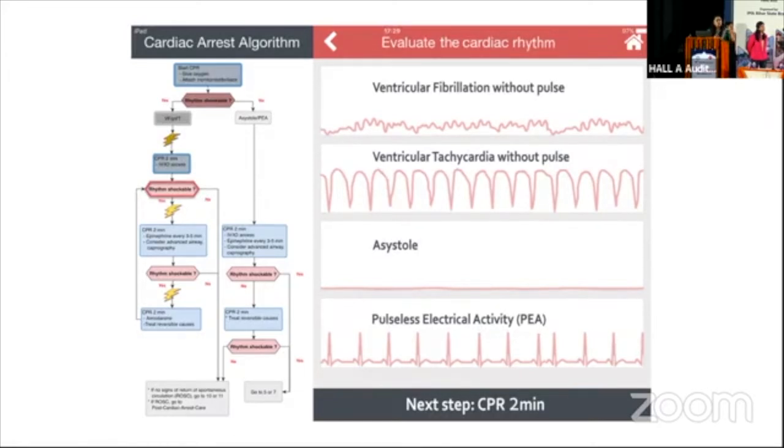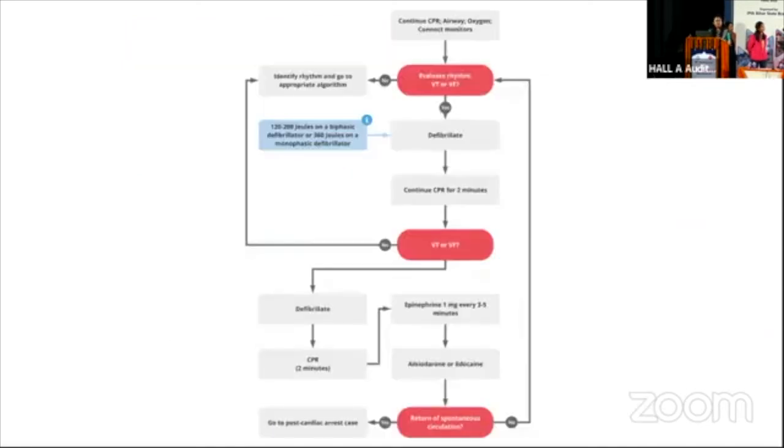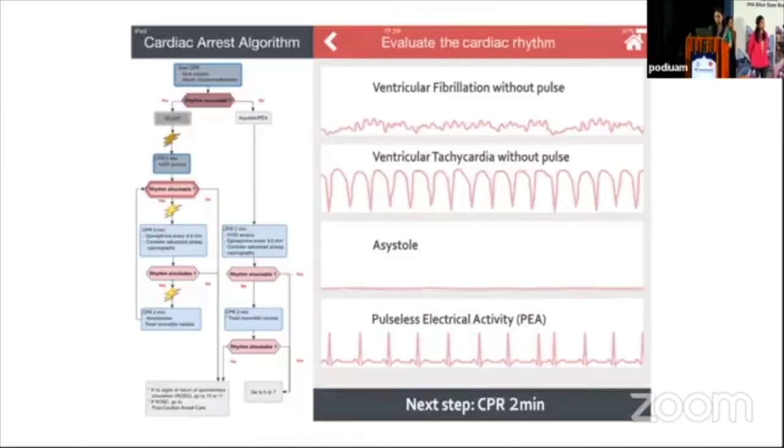Now management will depend upon what type of rhythm. Ventricular fibrillation and ventricular tachycardia are managed in the same way. Three interventions in these two rhythms. Shock. These are shockable rhythms, as I already told you. So you have to give shock as soon as possible, guys.